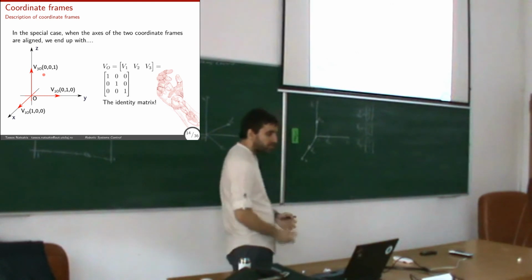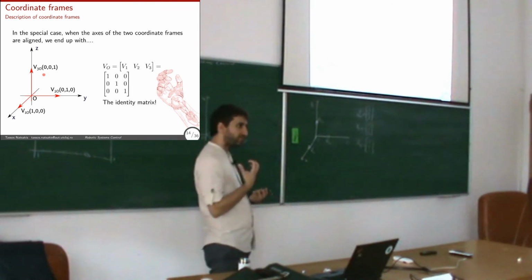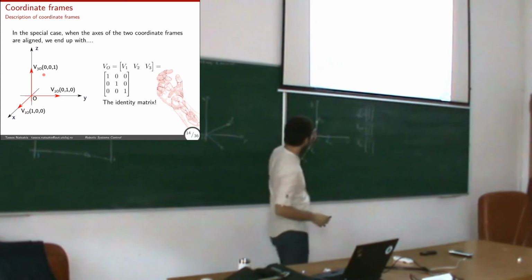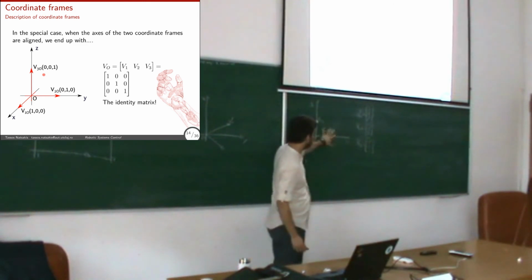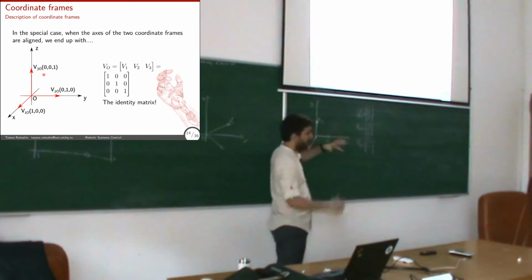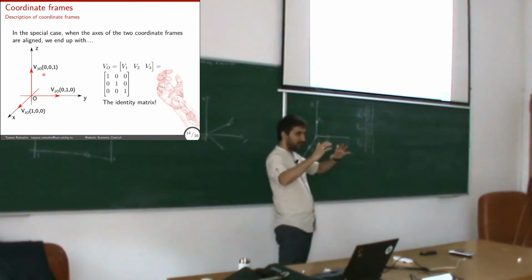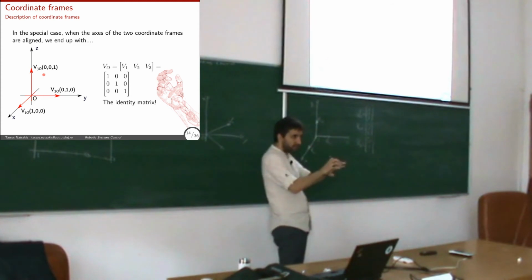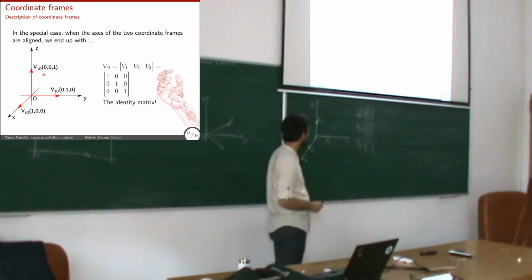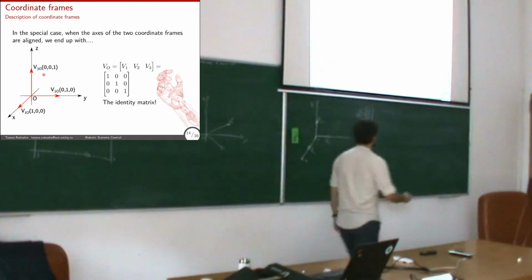So a coordinate frame, basically the blue vectors, expressed in another coordinate frame, the white vectors, is a matrix. It's a 3 by 3 matrix. In the case that the two coordinate frames are the same, it's the identity matrix. Okay? Let's see one more example.